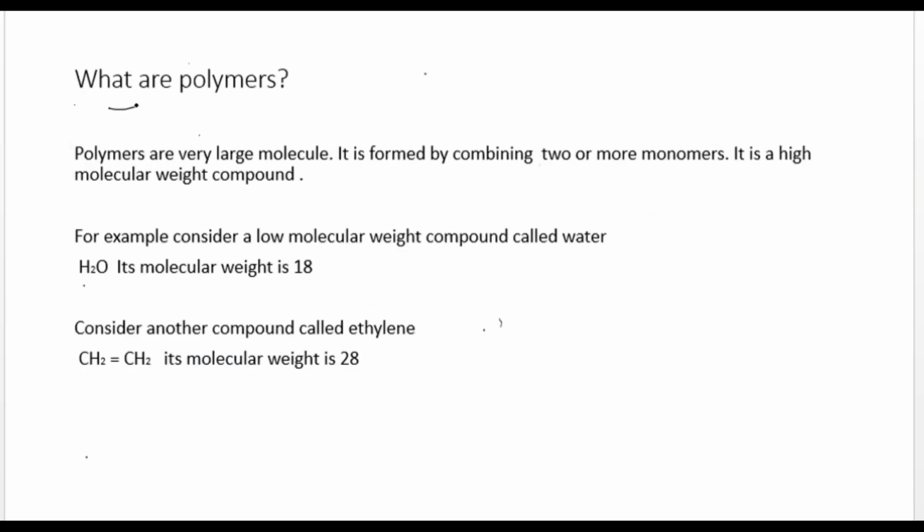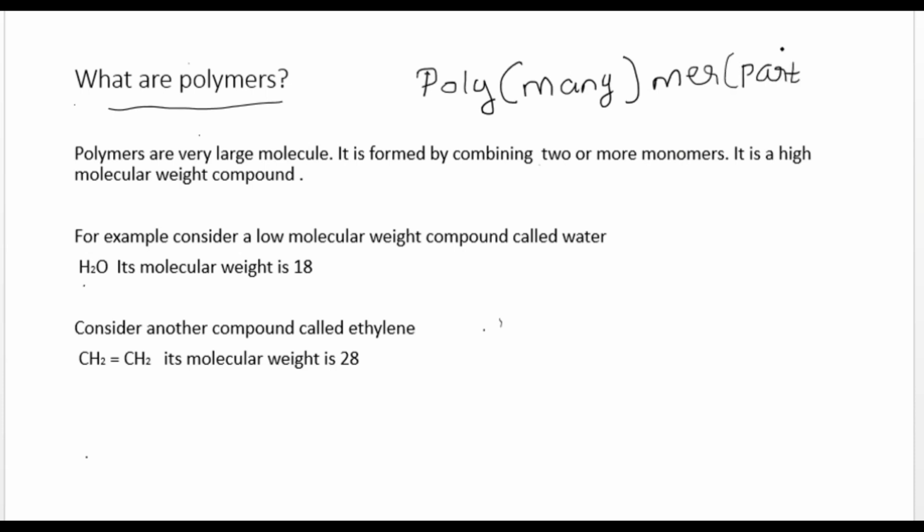So, what are polymers? The word polymer is derived from a Greek word called poly, which means many, and mer, which means part. So, polymer is formed by combining many small parts and forms a longer part. It is a very large molecule. It is formed by combining two or more monomers. So, normally its molecular weight becomes very high.